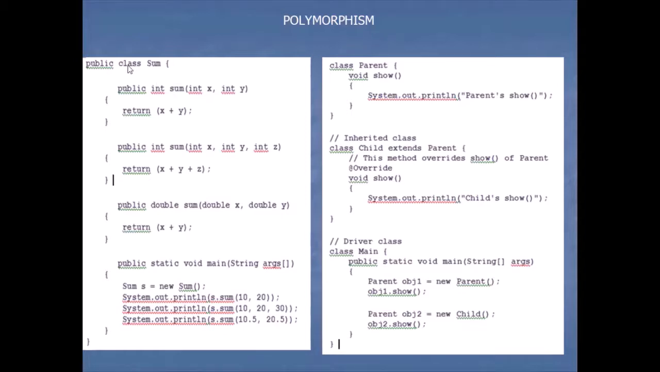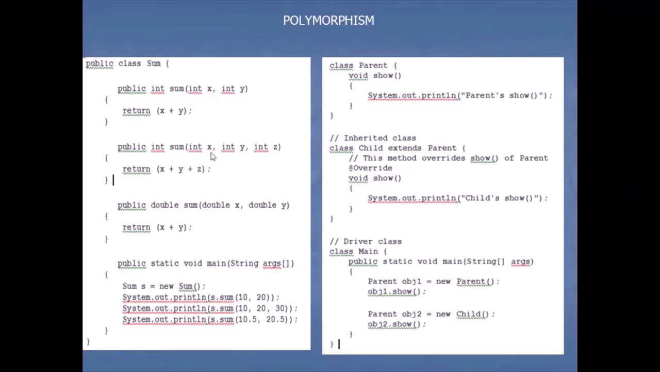Here is a simple program for method overloading. In this method overloading, you can see in this class we have three methods. The three method names are the same. See, first method is sum, second method also sum, third method also sum. But inside the sum, the parameters are different.